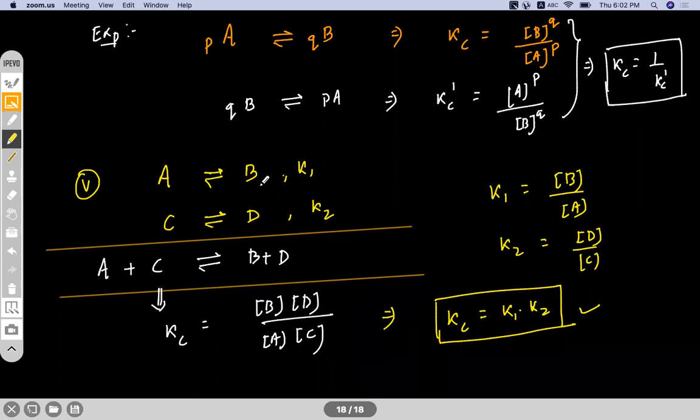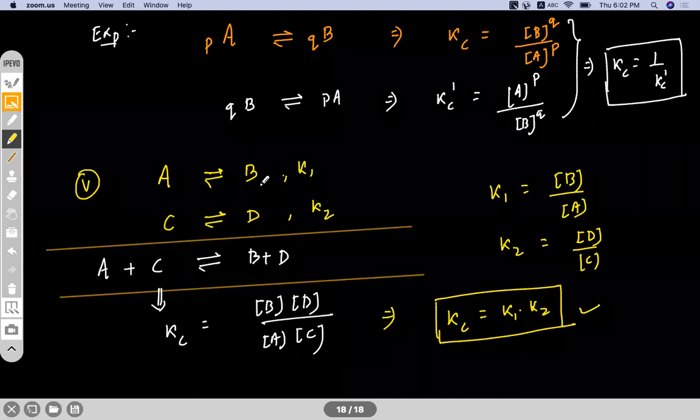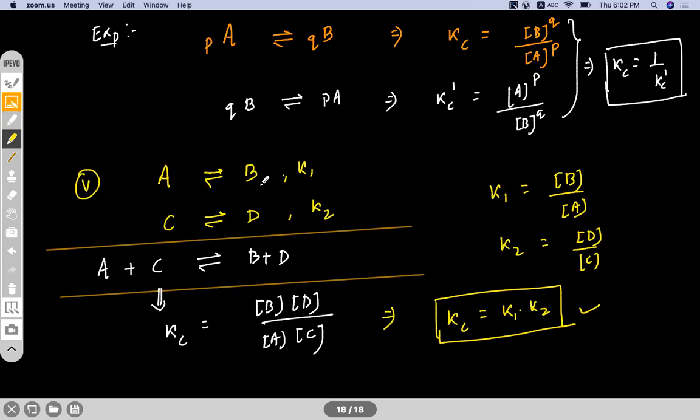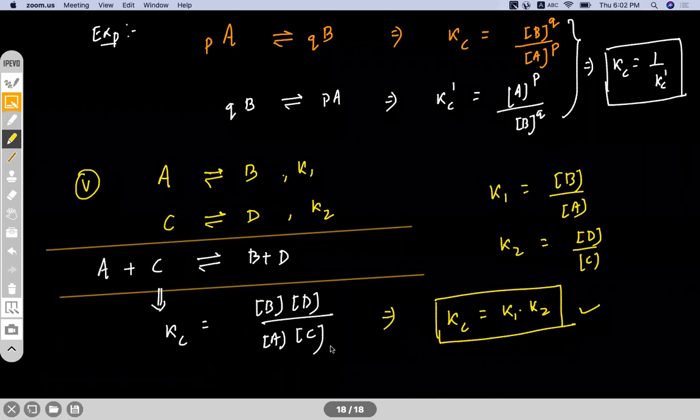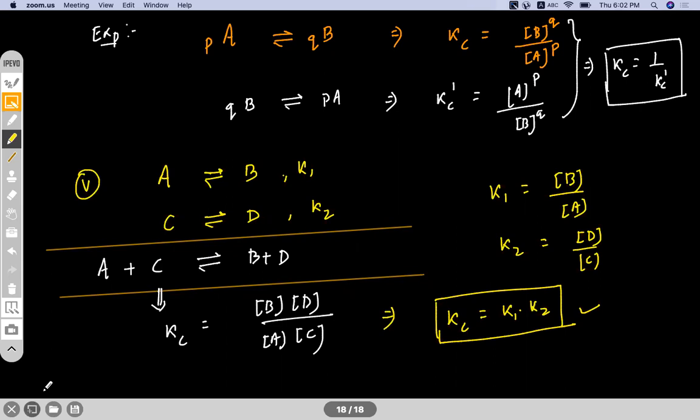Tell me, is it clear, any doubt? Yes, so all these are properties, you must keep this in mind. Okay, directly you can use this. One last thing we have in this.